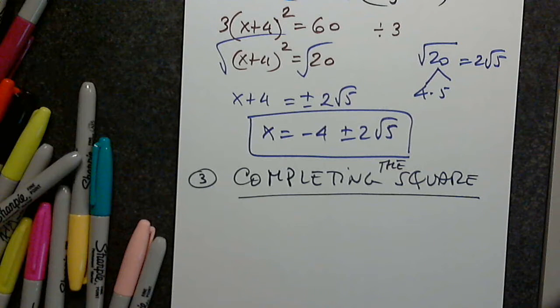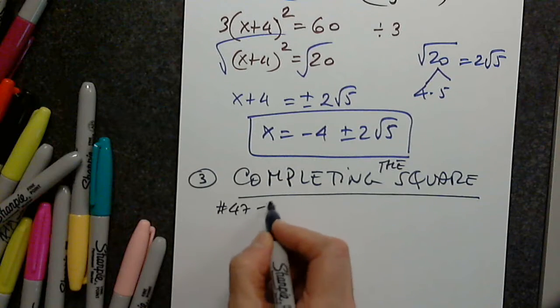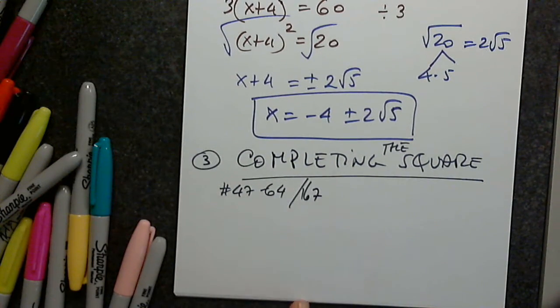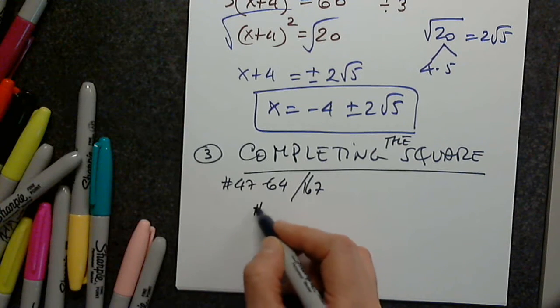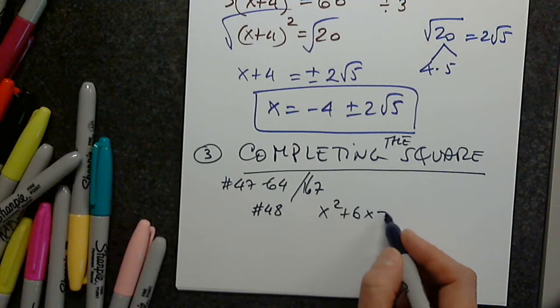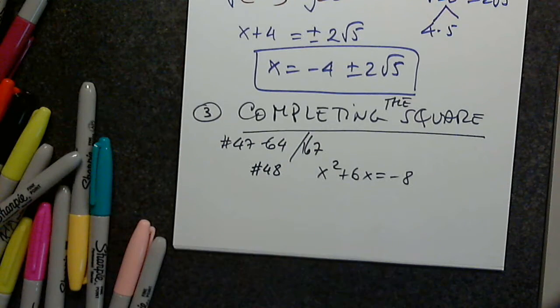Okay, so here's an example. On page 167, the problems are between 47 and 64. Between 47 and 64 on page 167. And I'm going to choose 48. You can choose the next one. x squared plus 6x equals -8.